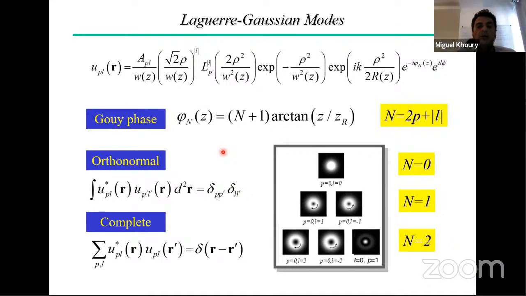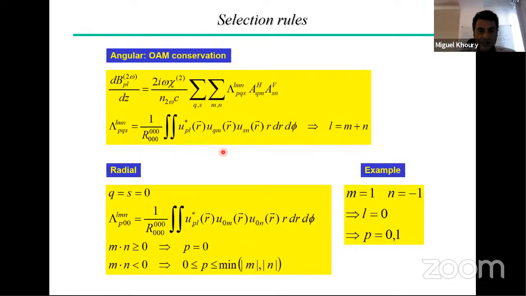And what happens when we make the calculation of these overlap integrals to evaluate the coupling between the modes, what we see is a very interesting thing. When we make the angular integration, we obtain the angular momentum conservation condition. Which essentially means that the topological charge of the second harmonic must be the sum of the topological charges of the incoming beams. Okay, it's natural, it's very intuitive. But when we perform the radial integration, then something that is less intuitive comes up.